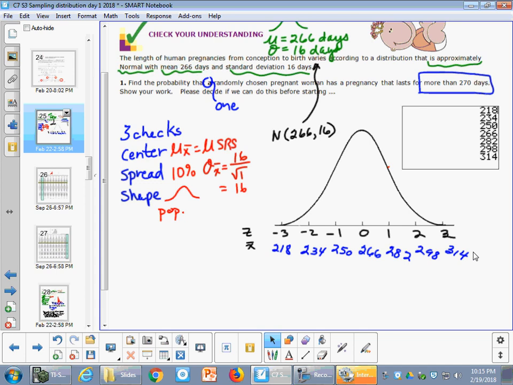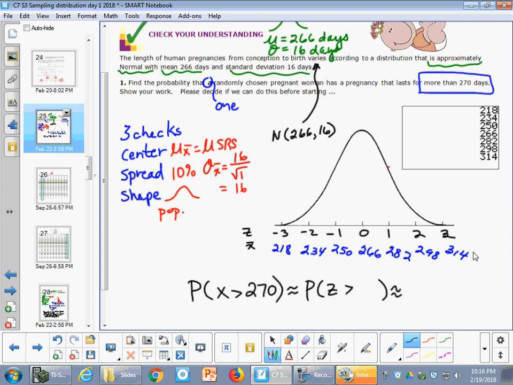All right, you can ask the substitute to pause the recording anytime you want to, but I'm going to go ahead with trying to find that a randomly selected pregnancy, so this is just an X, it's not an X bar because we didn't take a mean, we just took 1, is greater than 270. That's approximately equal to a z-score being greater than something. If I put this on the curve, 270 is going to be about right here. Remember to shade it all in and put 270. 270 equals an X right here. So I know my z-score is going to be a positive 0 point something.